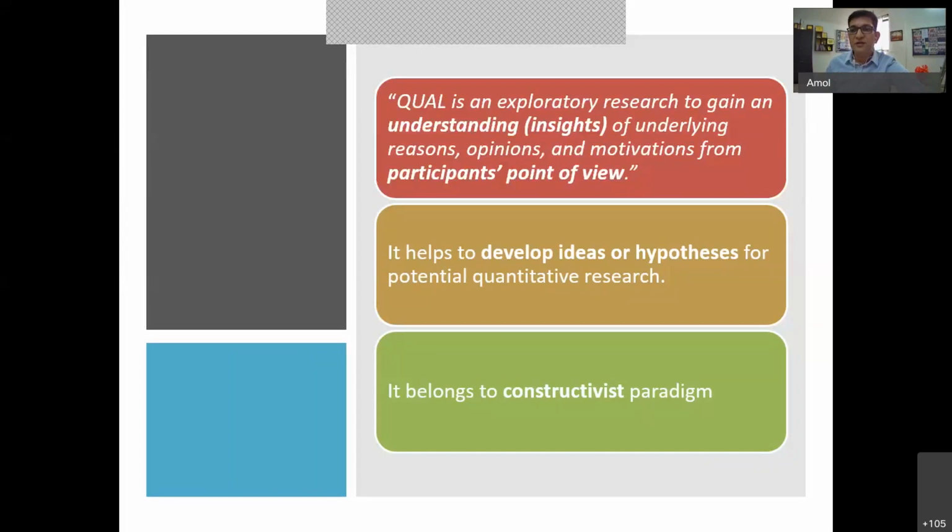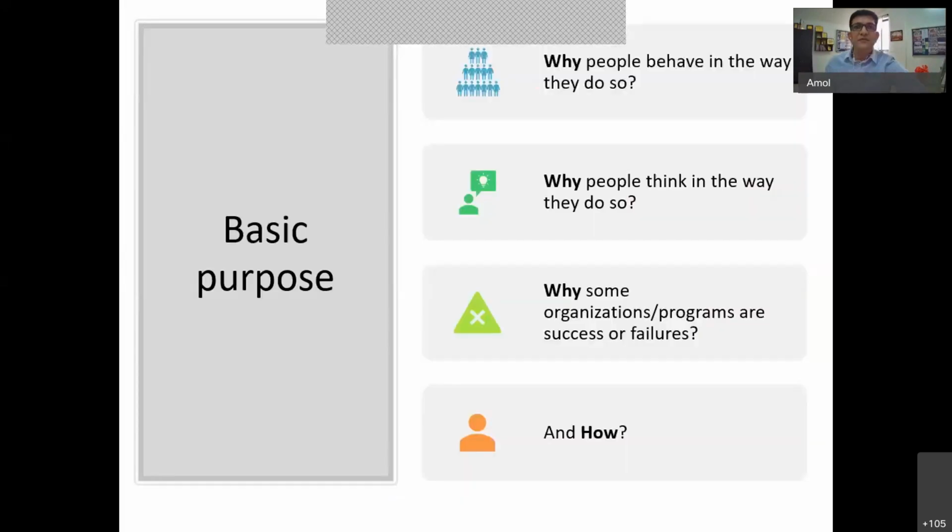As I told you, it belongs to the constructivist paradigm, meaning the knowledge is constructed here. Now, the basic purpose of qualitative research is to know why people behave in the way they do. For example, why some of your patients take the complete course of treatment and why some do not comply with the therapy. If you want to get the answer to that question why, the best start would be to use a qualitative research method.